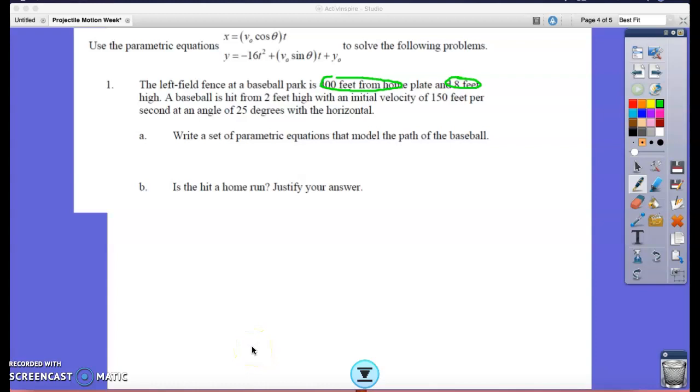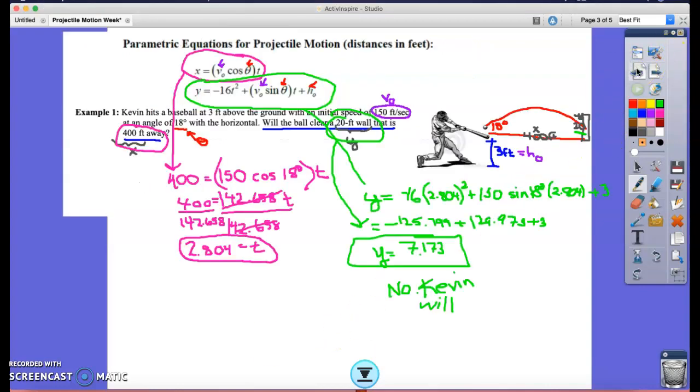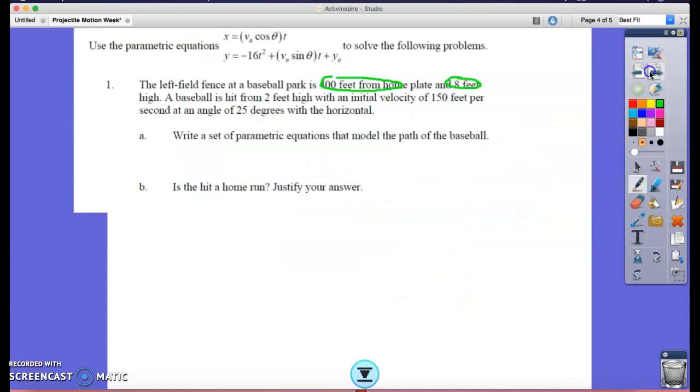Okay, hello again. Let's go over some more parametric equations. I gave you this problem to try yesterday to see if you could model what we had done yesterday with parametric equations for projectile motion. Let's see how you did.